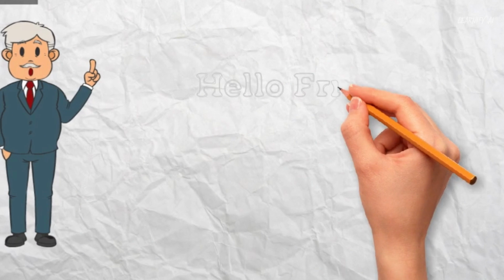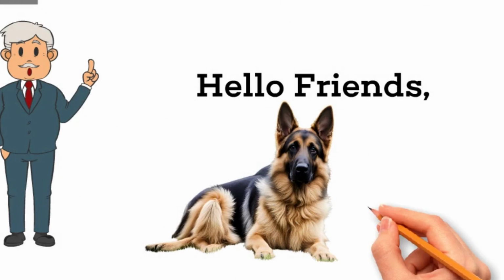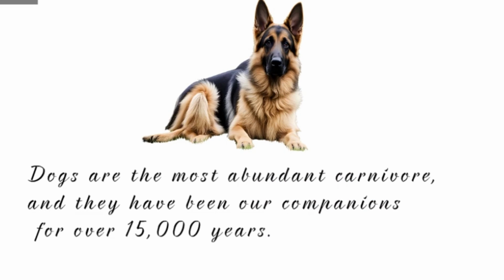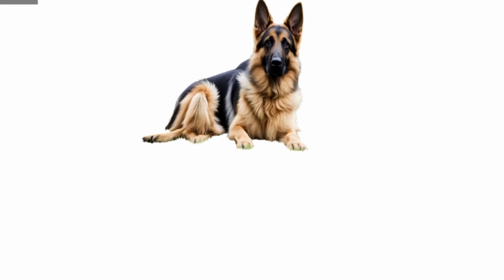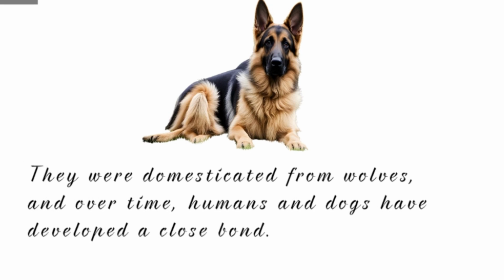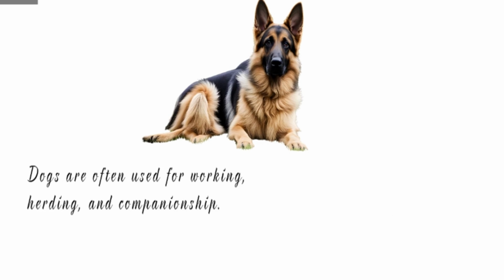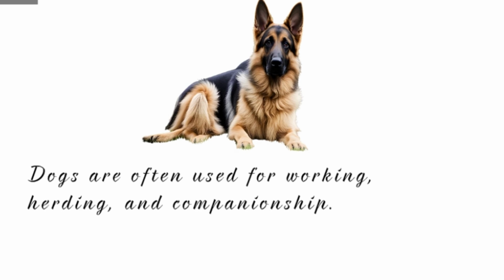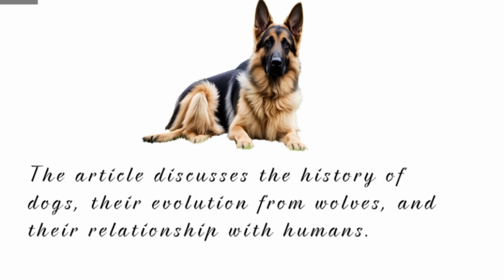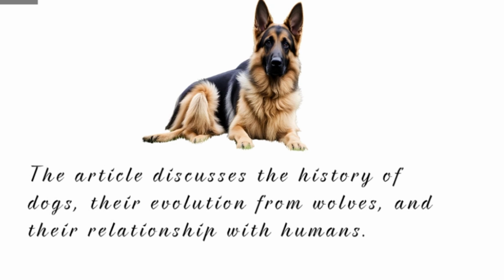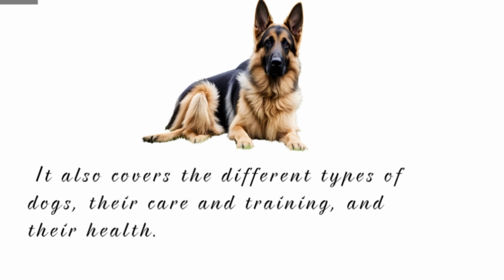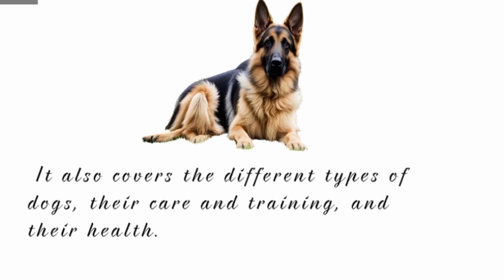Hello friends! Today we will learn about dogs. Dogs are the most abundant carnivore on Earth, and they have been our companions for over 15,000 years. They were domesticated from wolves, and over time, humans and dogs have developed a close bond. Dogs are often used for working, herding, and companionship. The article discusses the history of dogs, their evolution from wolves, and their relationship with humans. It also covers the different types of dogs, their care and training, and their health.